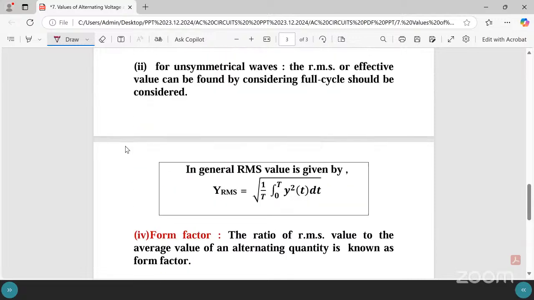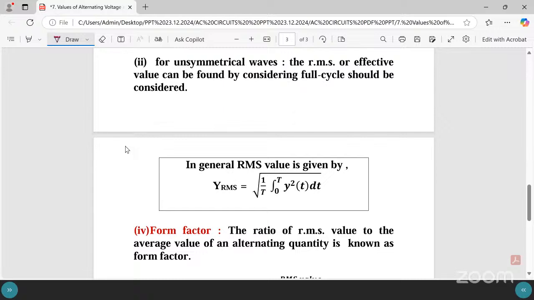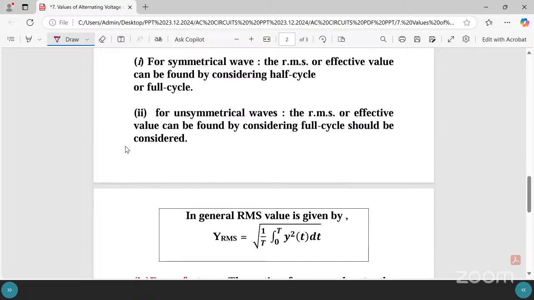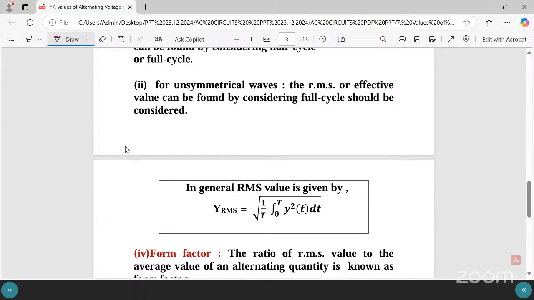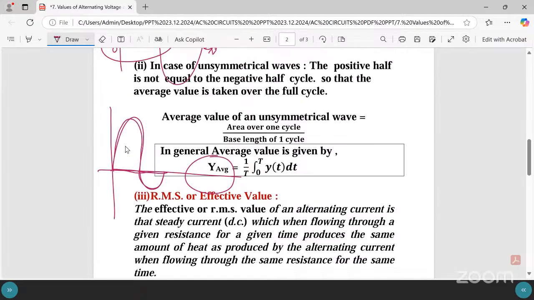This is called the seventh topic. RMS value, Y RMS. What is Y? It may be voltage or current, I or V. Y RMS is equal to the square root of 1 by T, integral 0 to T, y square of t dt. What is y of t? It is the equation for any waveform, but our discussion is sine wave. What is the standard equation? If it is a voltage, v is equal to Vm sin theta; i is equal to Im sin theta. That is called y of t.